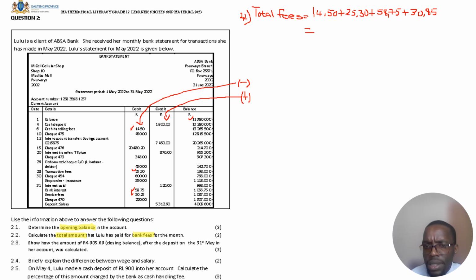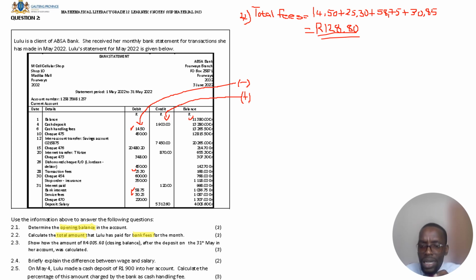That plus that plus that, your answer is going to be in rand terms. You are going to get 128.80. Your answer becomes 128 rands 80.